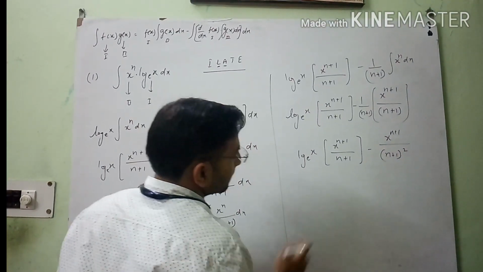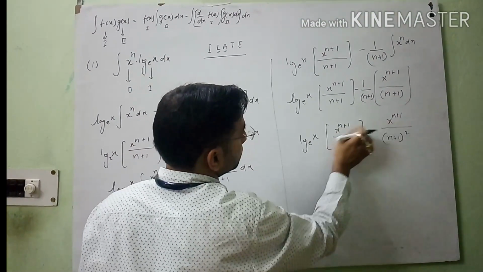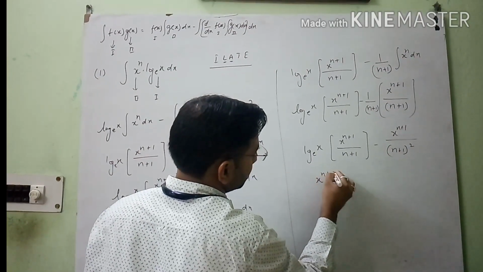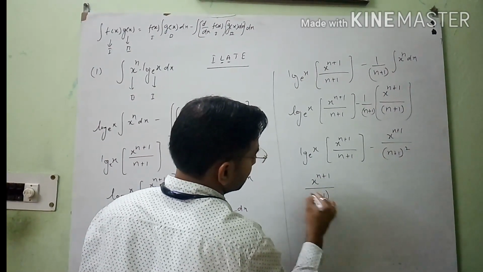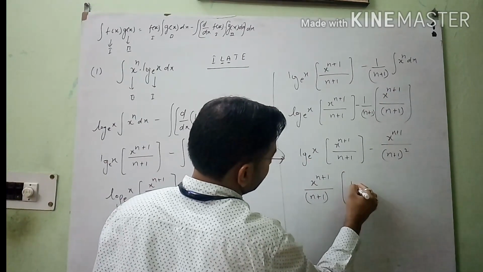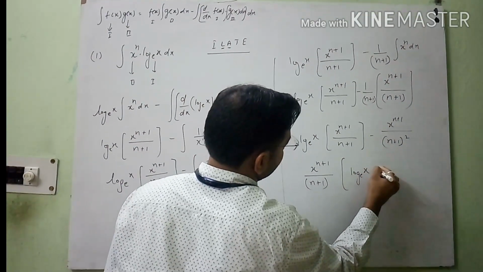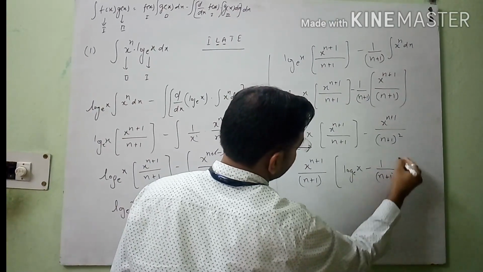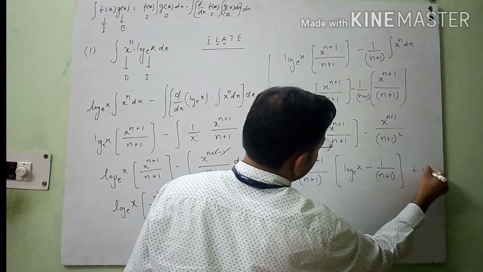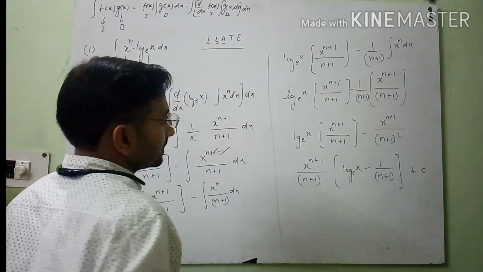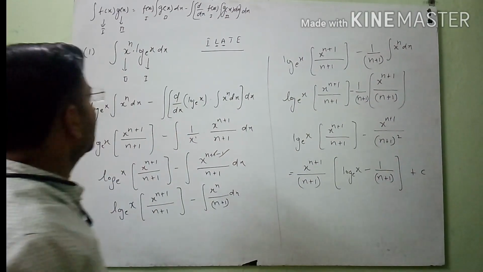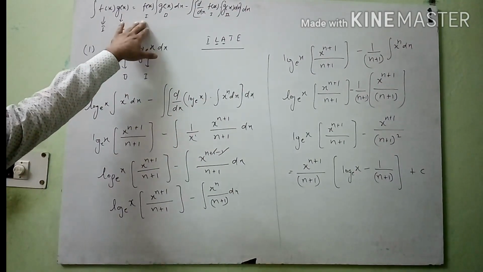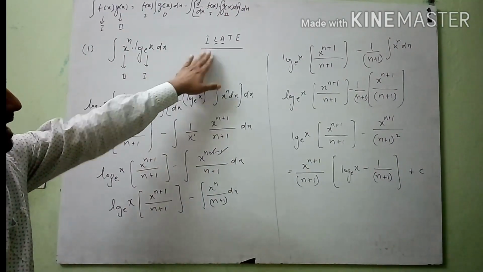You can take common x raised to the power n+1 from both sides, and after that n+1, so x^(n+1) over n+1. Here the remaining value is log x, minus, here the remaining value 1 over n+1. So we can add at last the integral constant c. So this is the integration of x raised to the power n log x dx with the help of the product rule by following the ILATE formula.